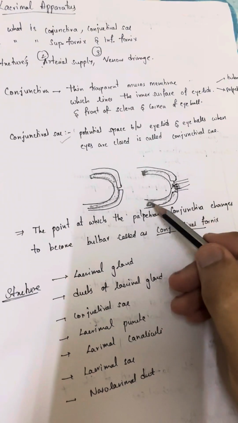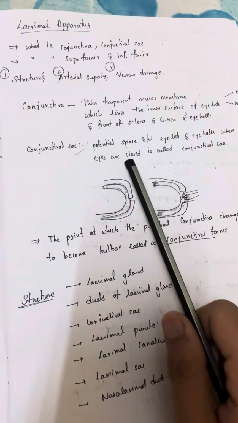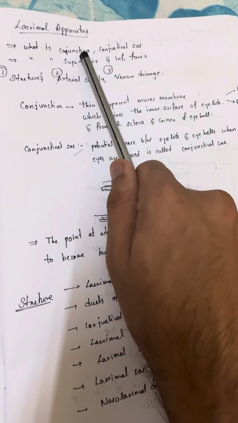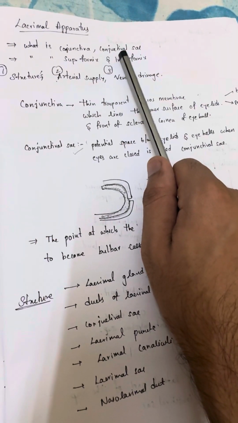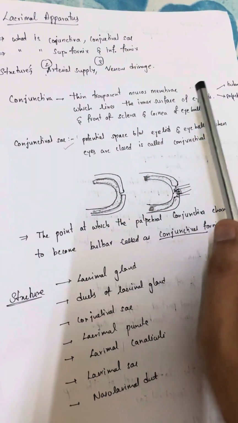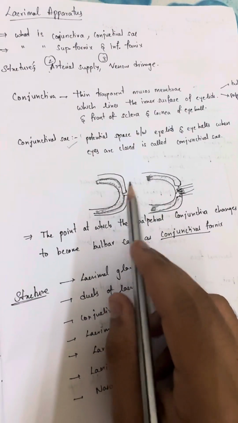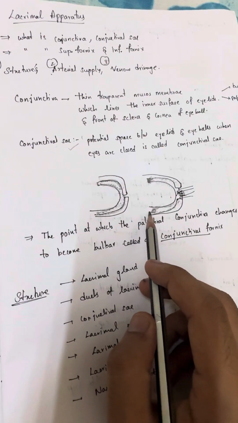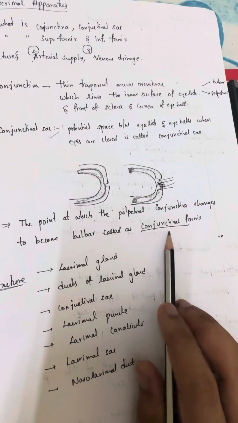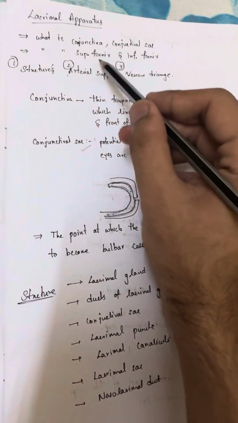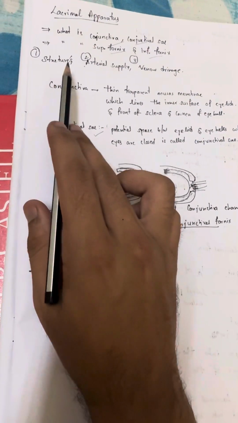And why are we talking about this? Because the lacrimal ducts open here, which we'll see further. So now we know what conjunctiva is: the thin transparent mucous membrane. And do you know what the conjunctival sac is? The space between the bulbar and palpebral conjunctiva. And we know what the fornix is: superior fornix, inferior fornix. The point at which the palpebral conjunctiva changes to become the bulbar conjunctiva is the fornix. Now we have learned conjunctiva, conjunctival sac, superior fornix, inferior fornix. Now we move to the structures.